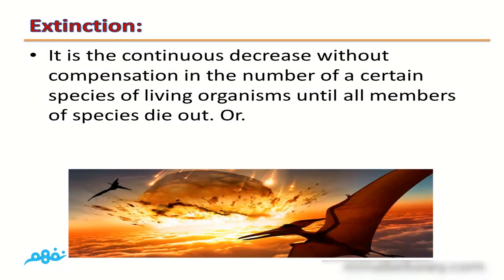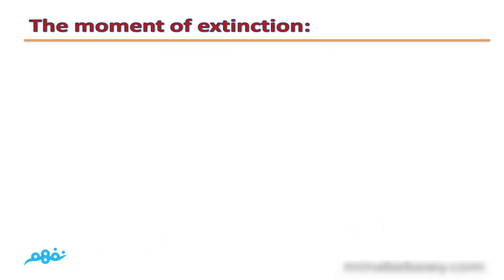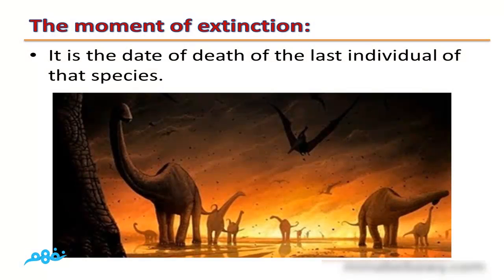What's meant by extinction? It is the continuous decrease without compensation in the number of a certain species of living organisms until all members of the species die out, or it is the dying out of all members of a species of living organisms. The moment of extinction is the date of death of the last individual of that species.